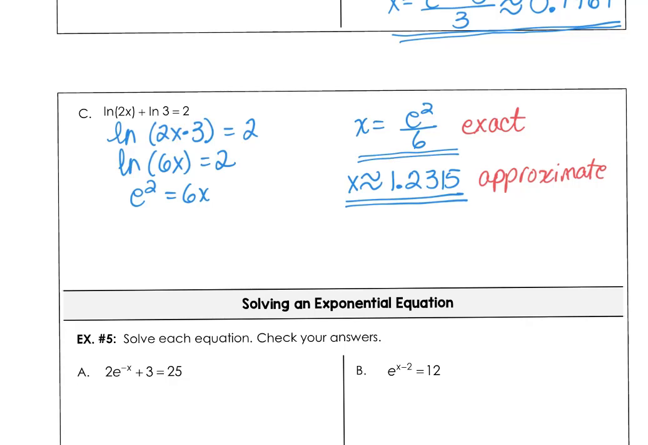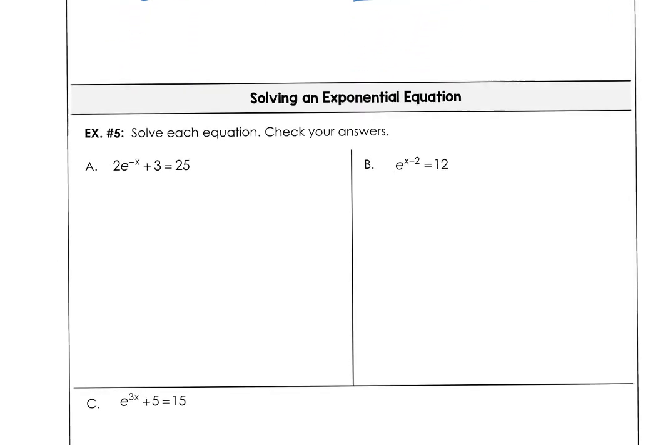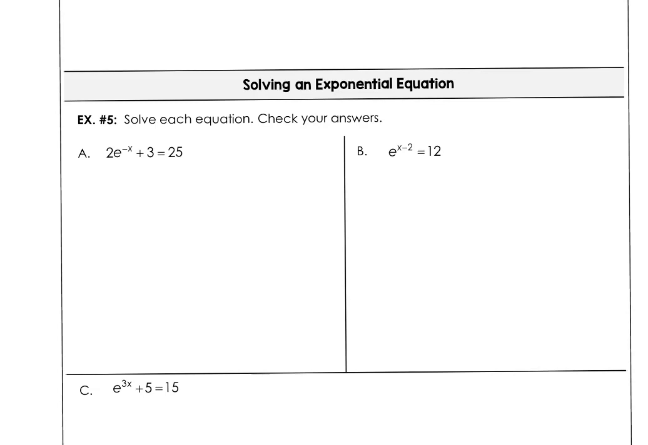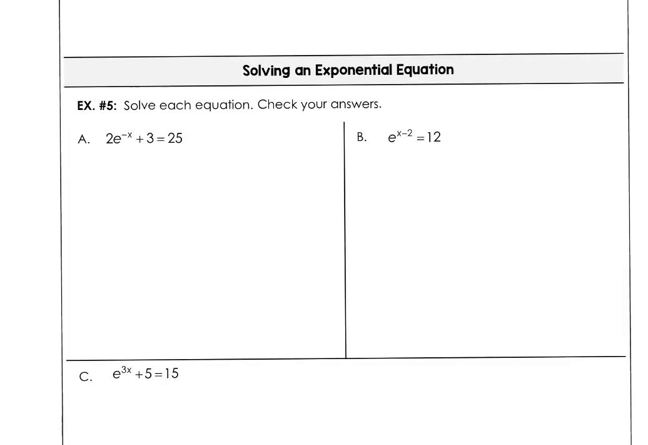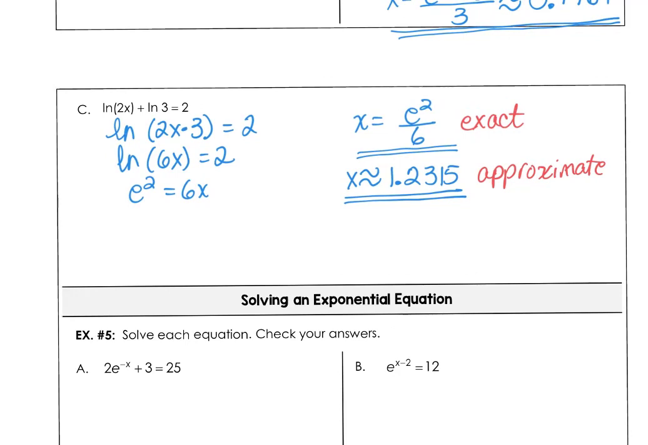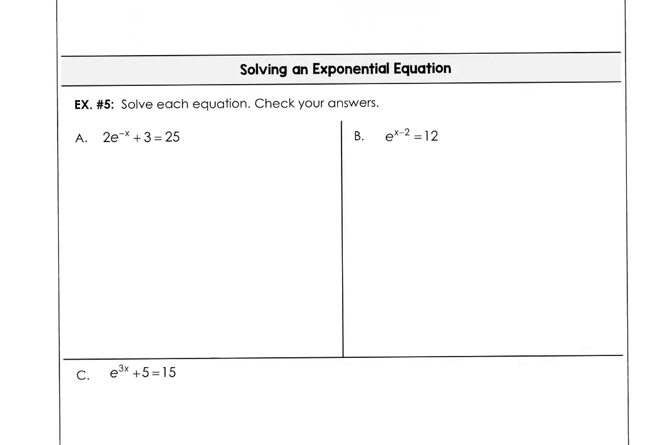In example 5, we want to solve and check exponential equations, where example 4 was natural log equations. These are exponential equations. So we're solving for x in this case. And 2e to the negative x is 25 minus 3, so that's 22.